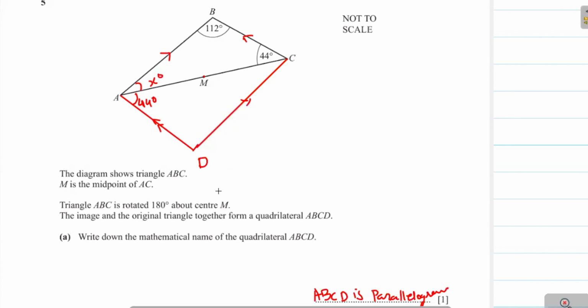Now the angle X degrees, you see here, this is the triangle. The sum of interior angles of a triangle is equal to 180. Therefore, we write here X degrees plus 156 equal to 180. Therefore, X degrees will be equal to 24. Therefore, this angle is 24.